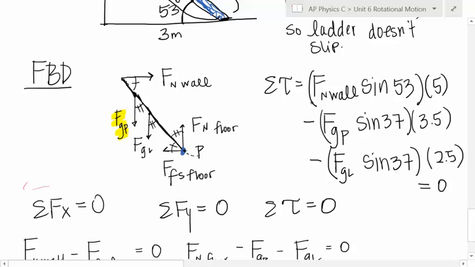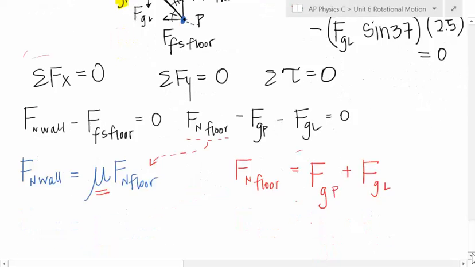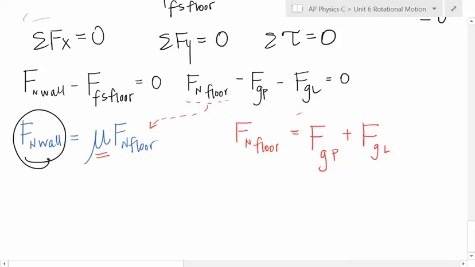Could you isolate F normal wall? Isn't the weight of the person going to be 55 times G, and the weight of the ladder 12 times G? And you have all these other numbers? Oh my goodness. So if you find the force from the wall, and you can find the normal force from the floor, can you find this coefficient of friction? So I'll leave that as an exercise to the students. See if you can figure that out.